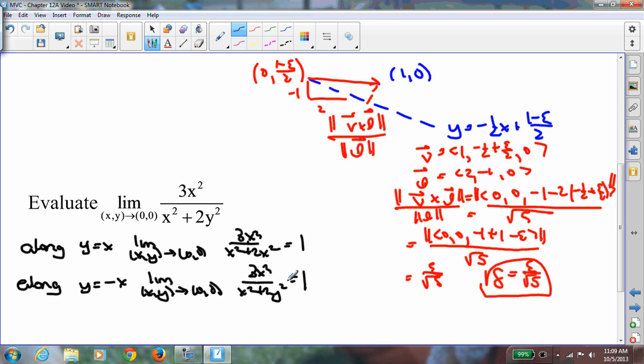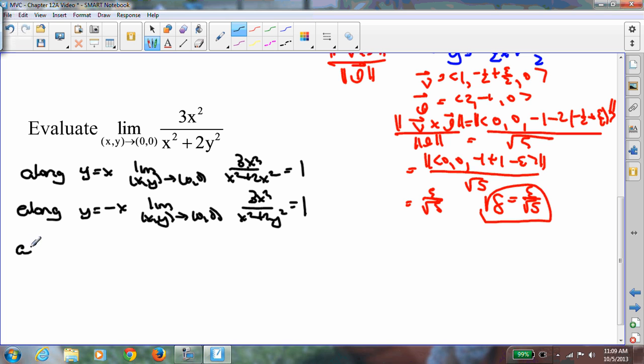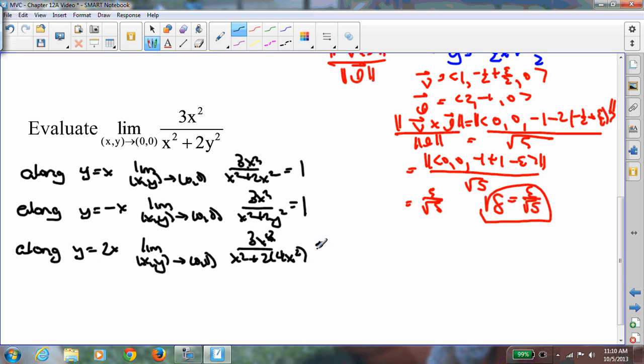But that does not mean the limit is equal to 1, because technically I've only used 2 out of an infinite number of paths approaching 0, 0. For example, if I use along y equals 2x, I get the limit as x, y approaches 0, 0. And this time I'm going to get 3x squared over x squared plus, let's say, 2 times 4x squared, because y squared would be 4x squared. So this becomes 3 over 9, which is 1/3. So notice, since I can approach it in an infinite number of ways, you can't just stop at 2 or 3 or 4 and say, well, I got the same value, so therefore the limit has to be that value. So this one, we show that we get 2 different values, and therefore the limit does not exist.